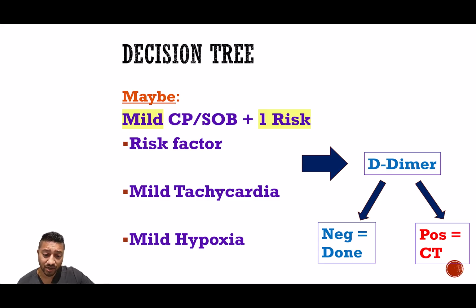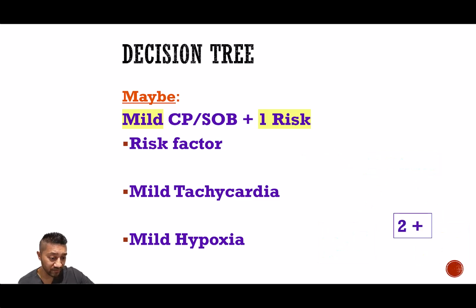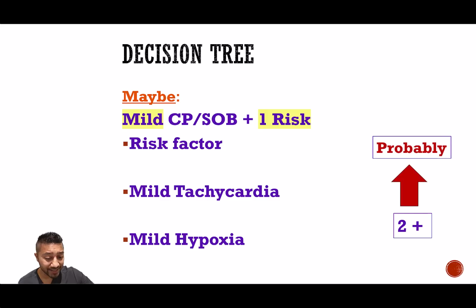So a good thing to note here is that when patients have just one of these features, then they can stay in that maybe group and get a D-dimer next. However, if the patient has two or more of these features, then they're going to graduate to that probably group because the PANCE is trying to stack these risk factors to make PE more obvious, and these patients can't just get a D-dimer, they need to get a CT next.